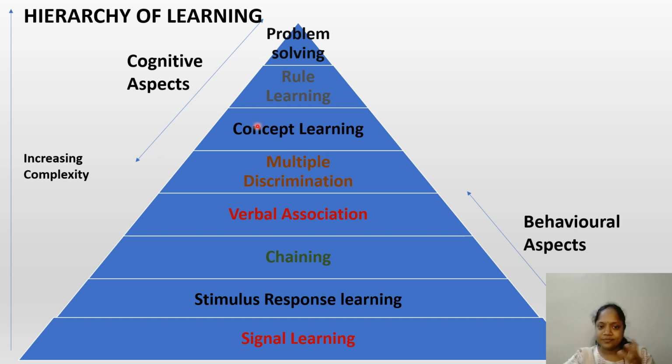So when the teacher sets a lesson plan or a teaching process in this way, surely the child will reach that higher level. Problem solving capability will develop. So increasing capability. This is very important. Which is the higher level of learning? Problem solving. Which is the lower level of learning? Signal learning.